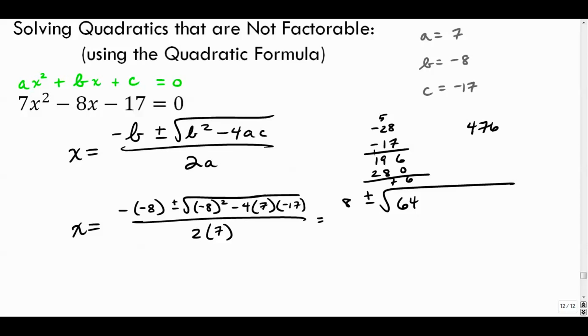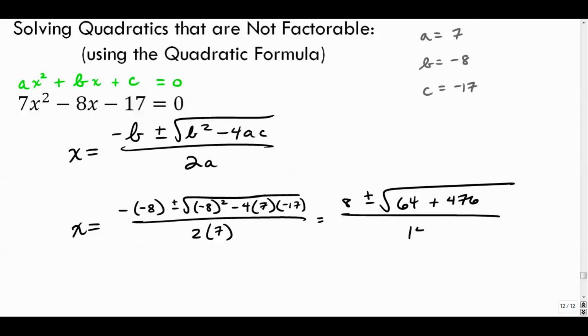476. Looks like a winner to me. That's going to be positive 476. So let me get rid of all this so it's not too confusing. It'd be embarrassing if I made a mistake there, but I don't think I did. Over 14. So let's clean up that inside.